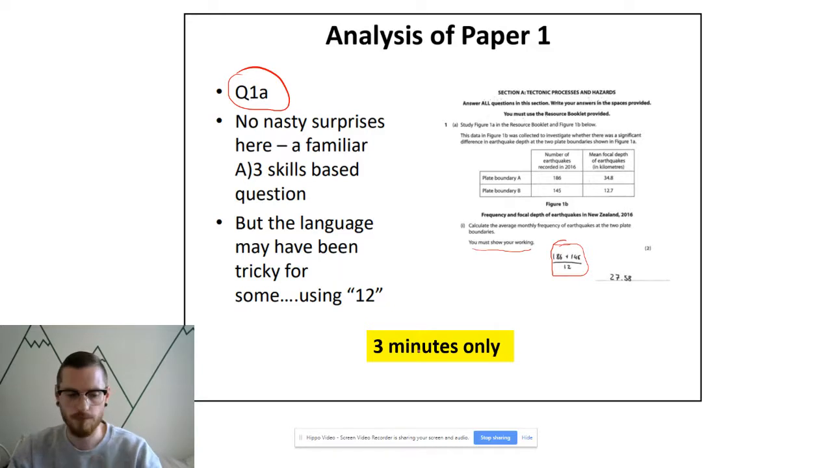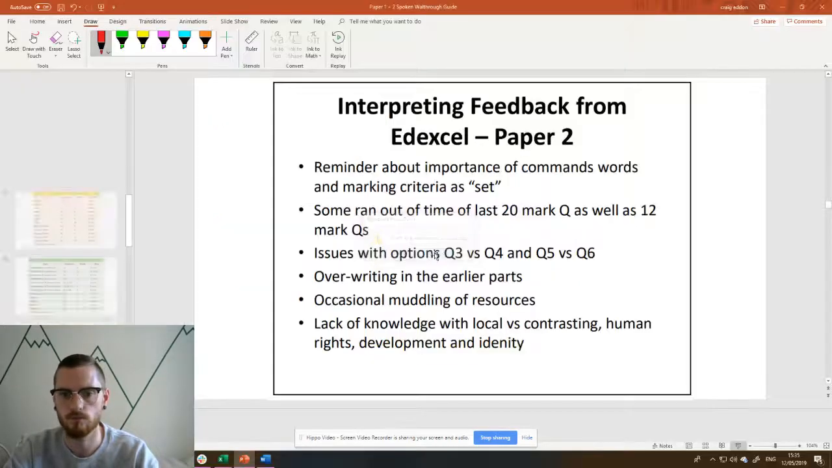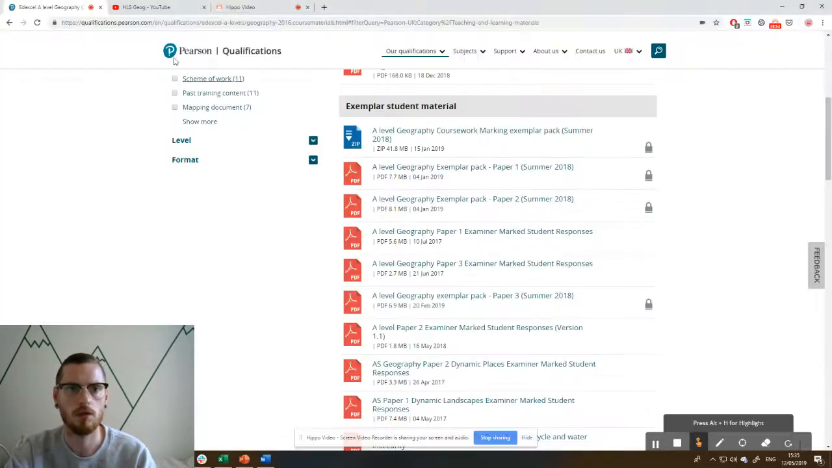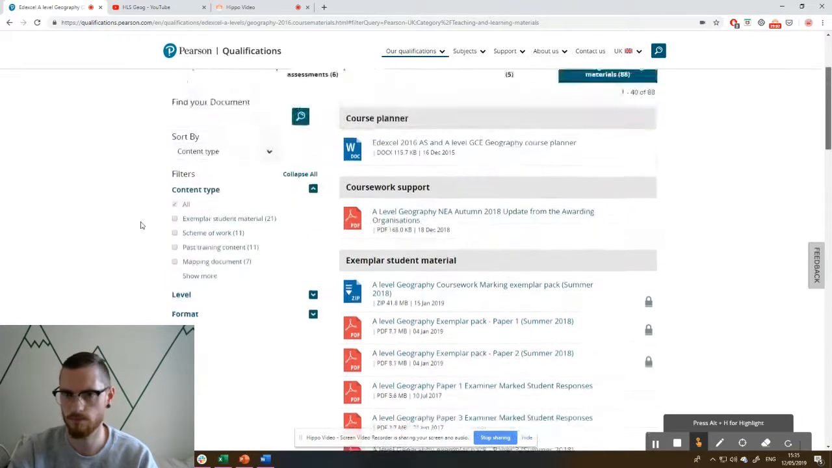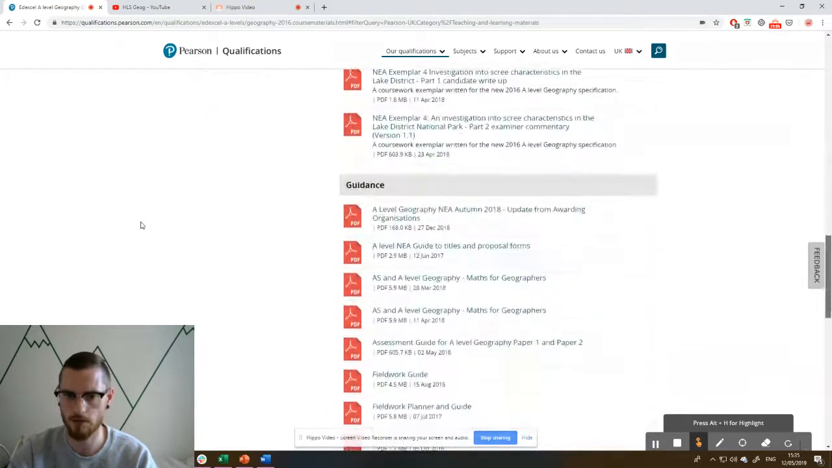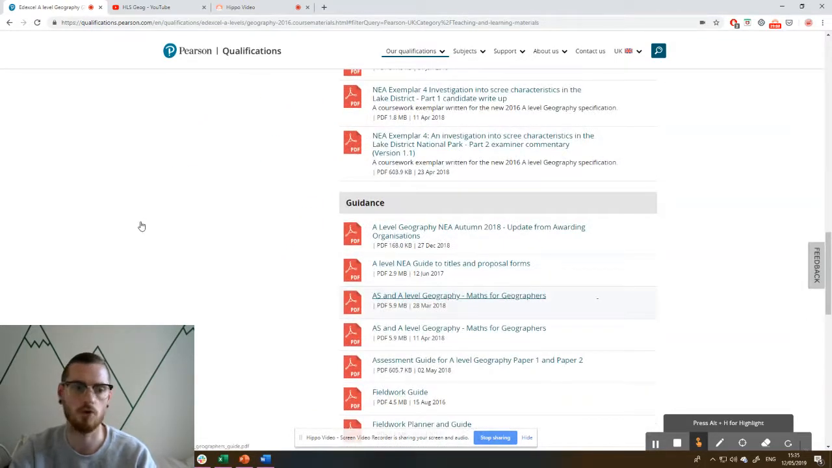2 things. 1, if you're struggling maths-wise, I'm just going to take you over to this here. Again, you've got access to the teaching and learning materials. So scroll down, and again, you've got the Maths for Geographers booklet. Okay, use it. Access that and use it.